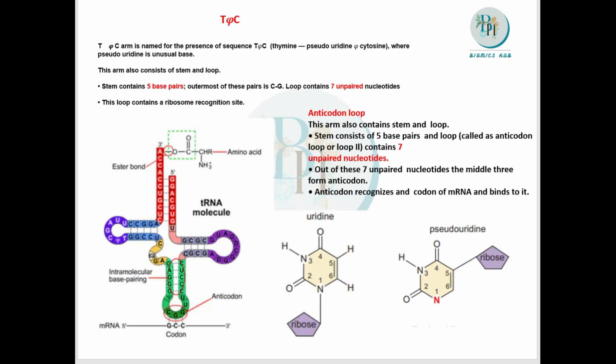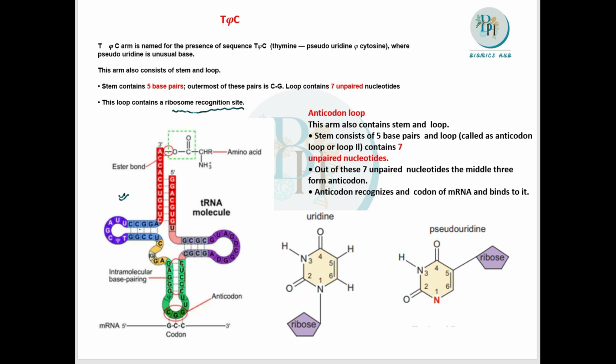Next, we will discuss the T psi C arm. What is the main function of this arm? The main function is that it recognizes the ribosome recognition site. During the process of translation, there is involvement of the ribosome, and this tRNA recognizes the site of the ribosome. The T psi C arm is present near the 3 prime end.